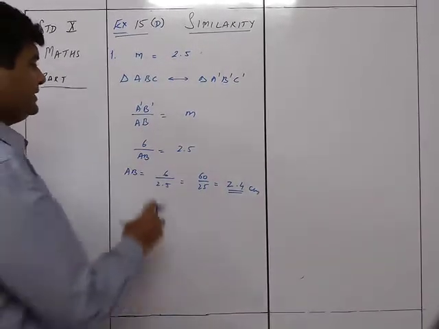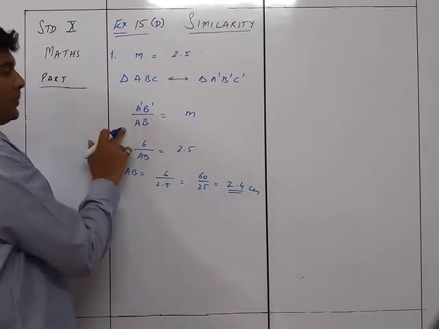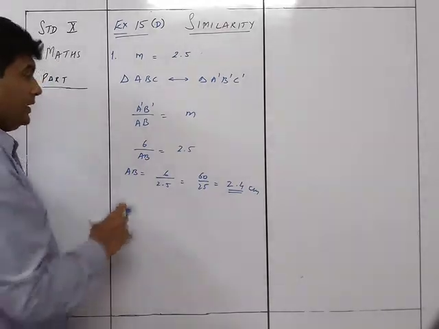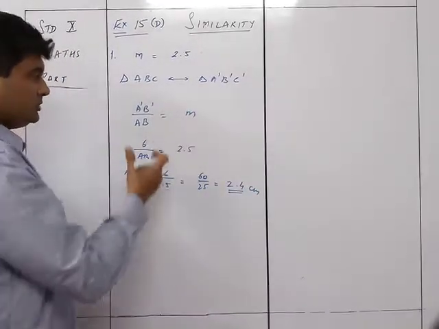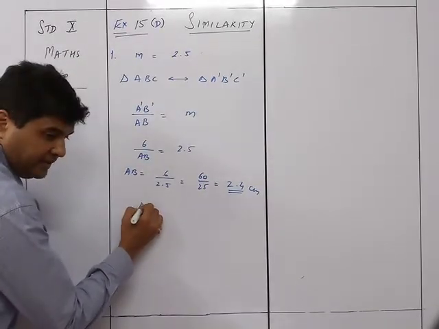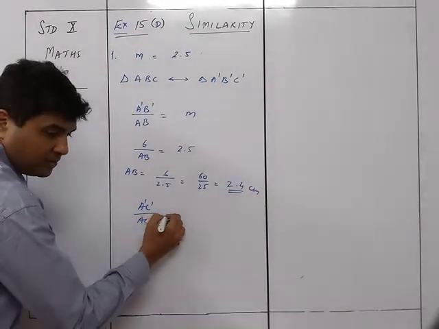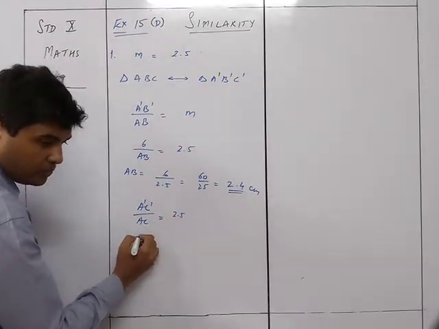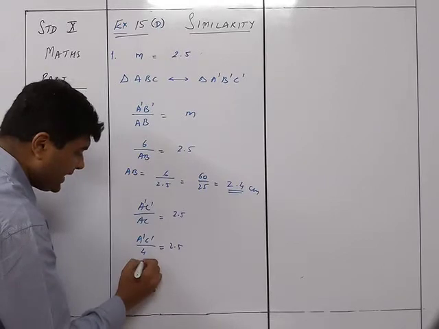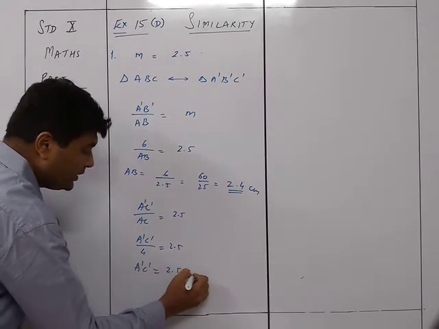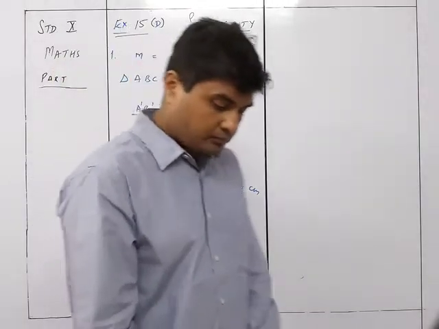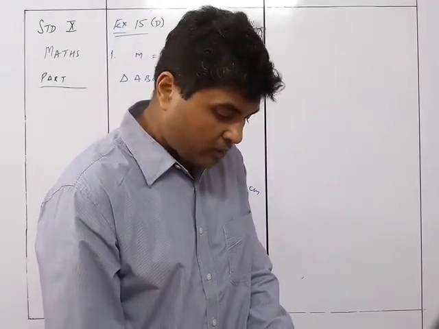Understood this method? It is enlarged value upon original value is equal to the magnification. So m is this way. Okay, image upon object you can say, that is equal to magnification. The next one is CA. So we have over here A dash C dash upon AC is equal to 2.5. So A dash C dash upon 4 is equal to 2.5. So A dash C dash is equal to 2.5 into 4 is equal to 10 centimeters. That was sum number 1. Okay, very easy. Then we move on to sum number 3.